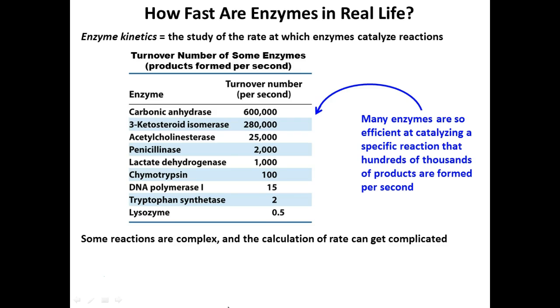You also have to take into consideration how much of the substrates to make the products are available, what temperature, what pH these reactions are happening at. I noticed in this table it doesn't specify those types of conditions, but environmental conditions also affect the speed of enzymes.